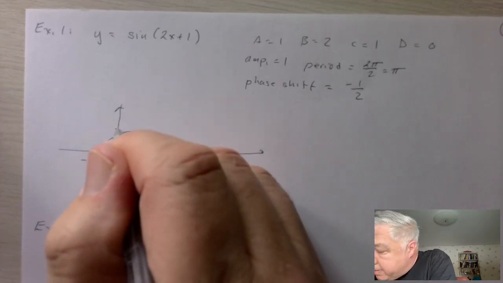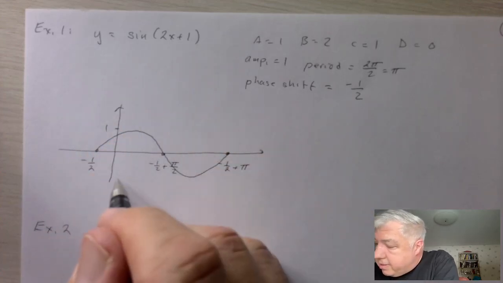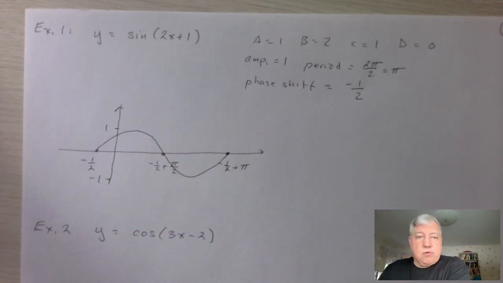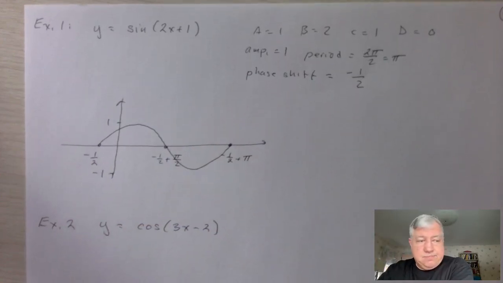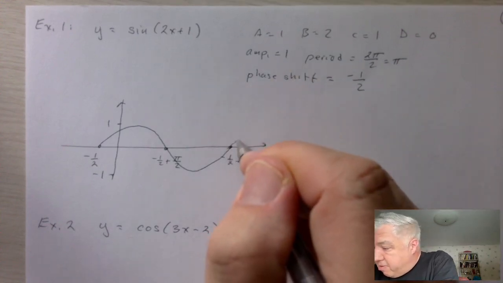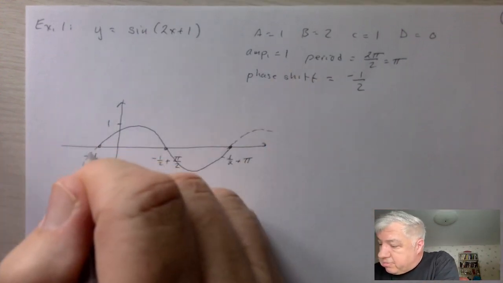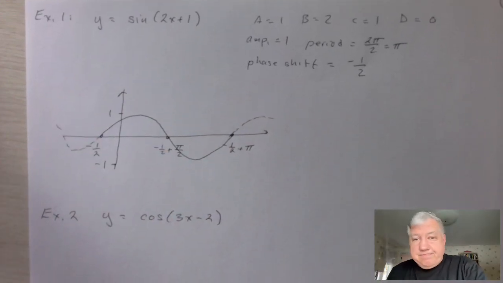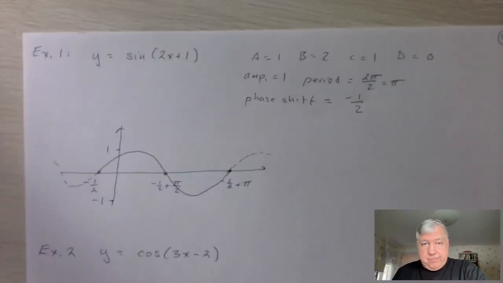Okay, where the amplitude again is 1. There's no vertical shift, so it looks like that. All right, and then if you want you can graph some more. You can extend the graph like so, if you want.